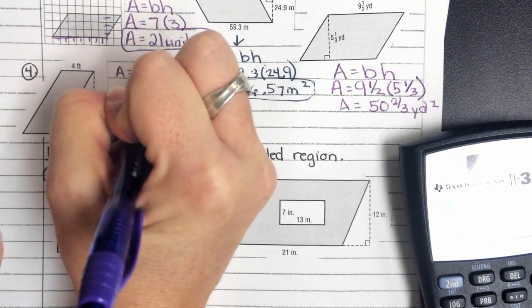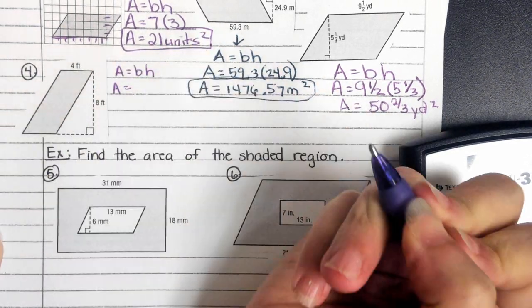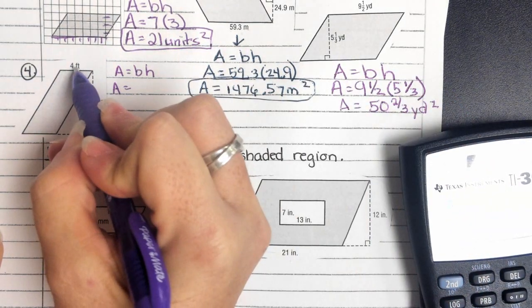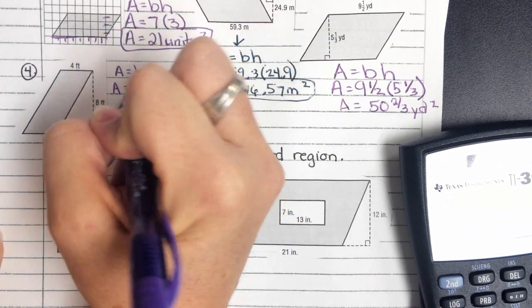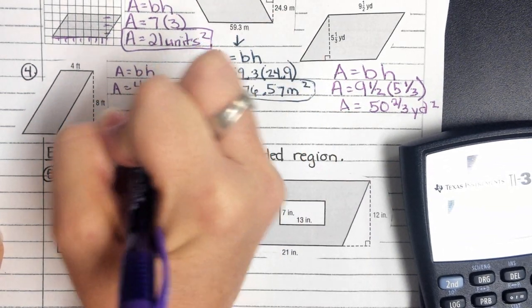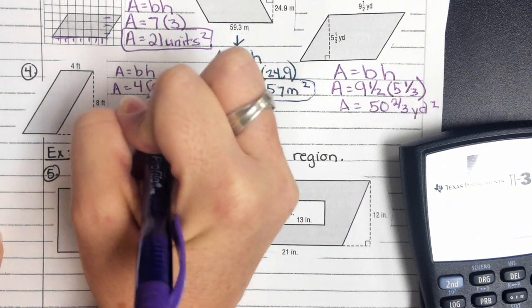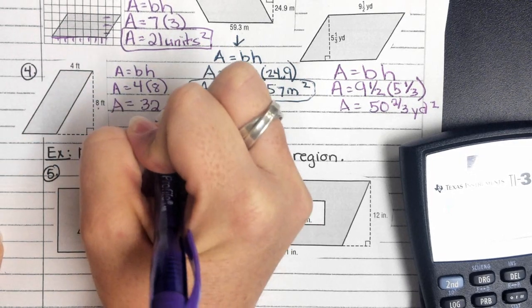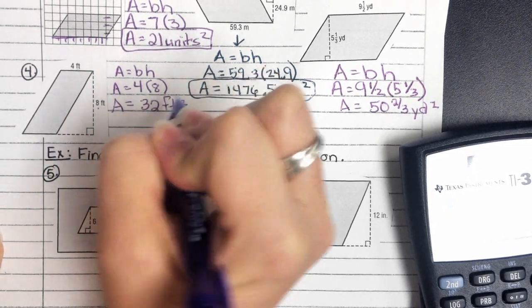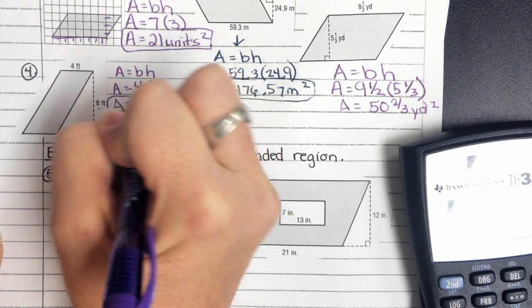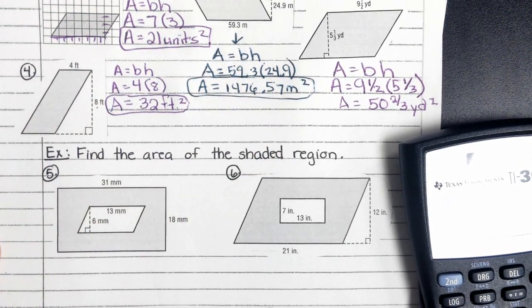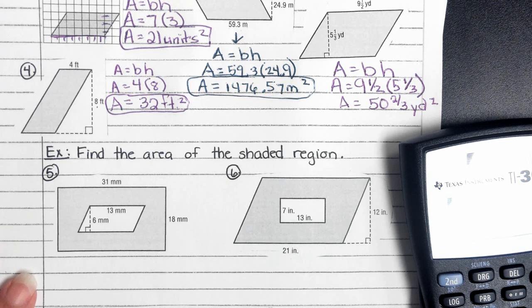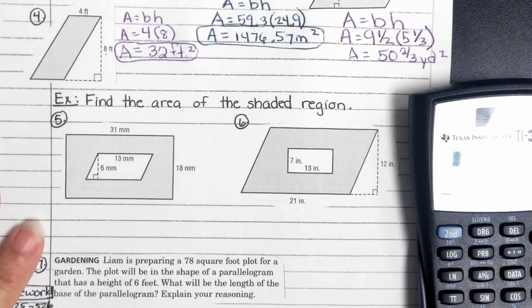Number 4. Area equals base times height. Area equals, what's the base on this one? 4. I know it's up here, but it's the same, so that is 4. And the height is 8. If you don't know, you now get lucky because you can do 4 times 8 in your calculator. Feet squared. And yes, you get to use a calculator on a test. Okay. 32 feet squared. I assumed you knew that, but maybe you didn't.